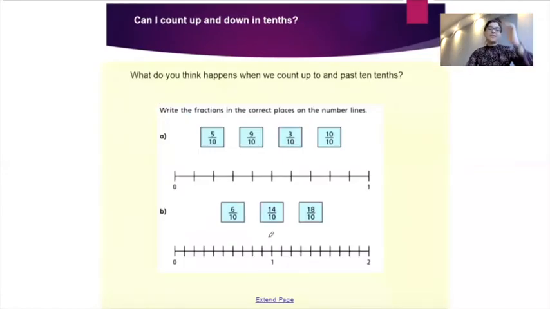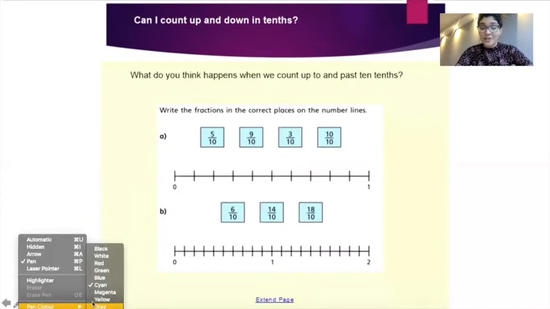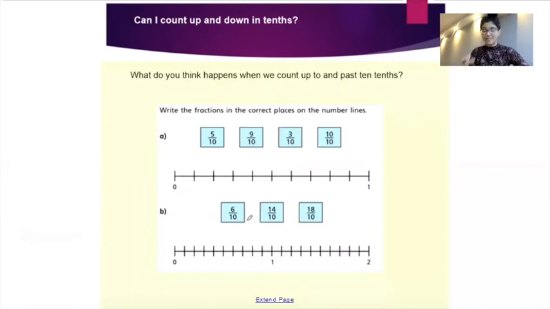What do you think happens when we count up to and past 10/10? So far, we've not done something like this before. We've not gone above 10/10 before. So in order to figure out what we do, we're going to try these questions. Write the fractions in the correct places on the number lines. 5/10, 9/10, 3/10, and 10/10. Okay, let's do this in turns then. The first one is 5/10.